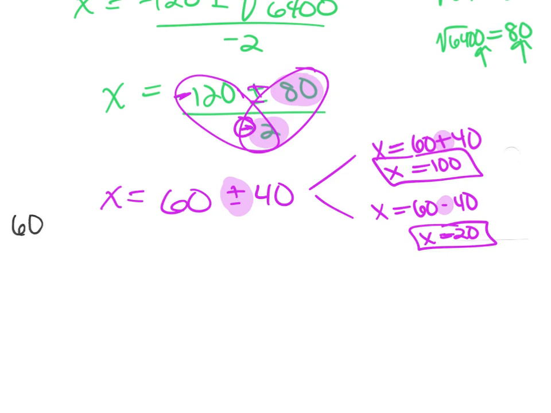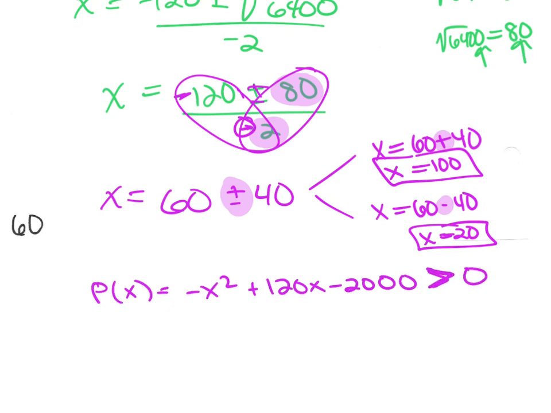Okay, well, let me just write out our equation one more time. We had p of x equals negative x squared plus 120x minus 2,000. So we want this thing to be greater than 0. Well, if it equals 100, there's no profit. And if it equals 20, there's no profit. So we need to be between 20 and 100.